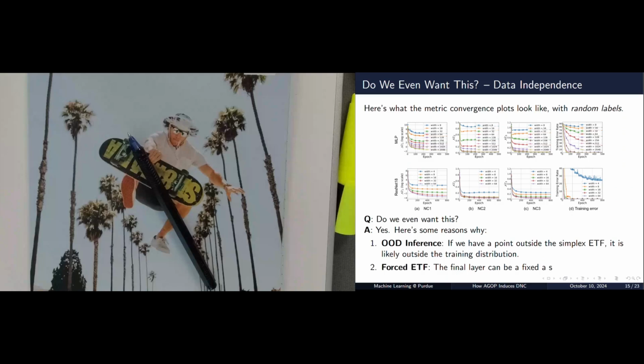Next week we will talk about AGOP and how we can break the data independence assumption and get a representation for deep neural collapse that gives us even more power with respect to our fusion learning.